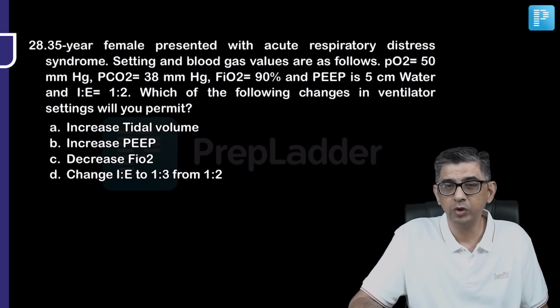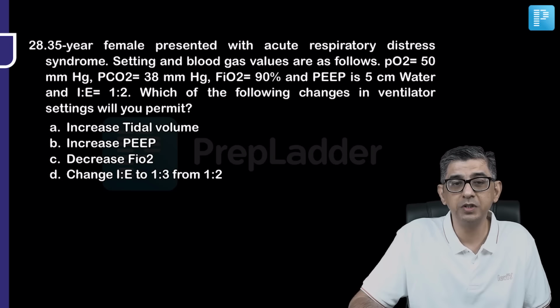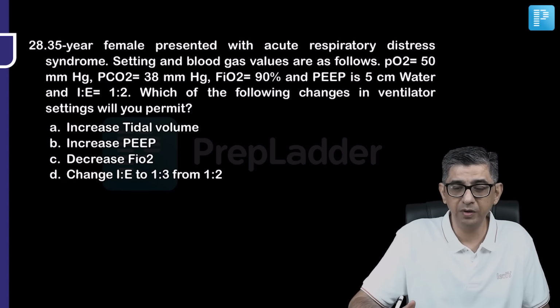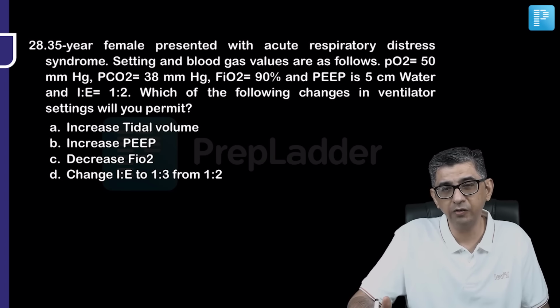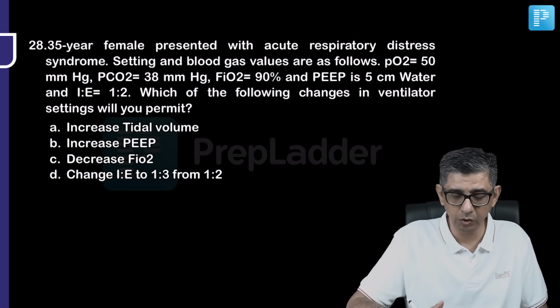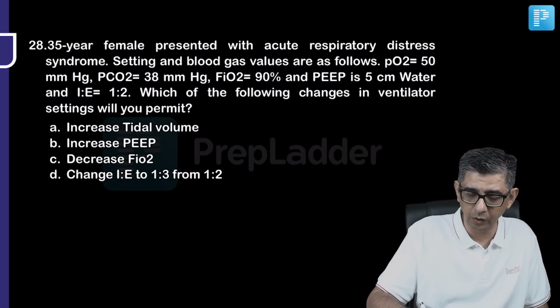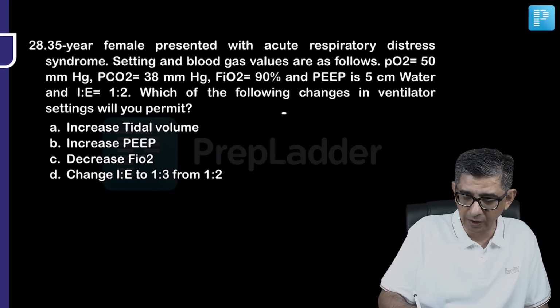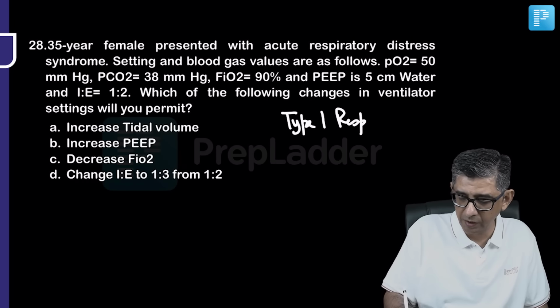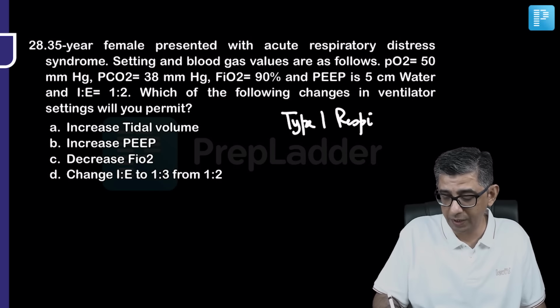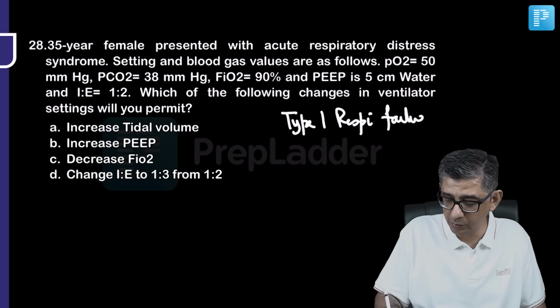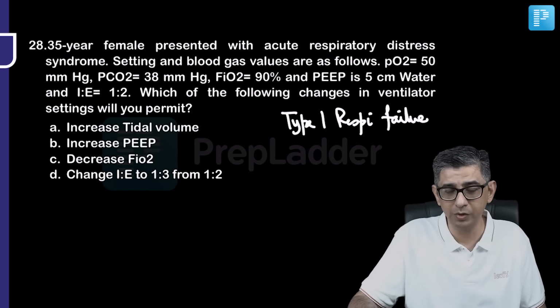Question number 28 was based on ventilator settings and ABG values. This was a lady 35 years of age who was suffering from ARDS. She was having hypoxia. PCO2 was normal. As I've explained in a routine video as well, ARDS is an example of type 1 respiratory failure, where obviously the values of PO2 would be lesser, but PCO2 values would either be normal or lesser than normal. So here the PCO2 is on the lower side of normal.